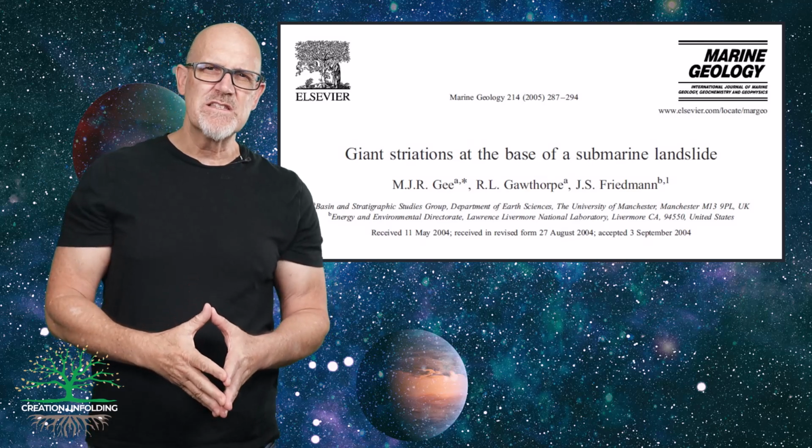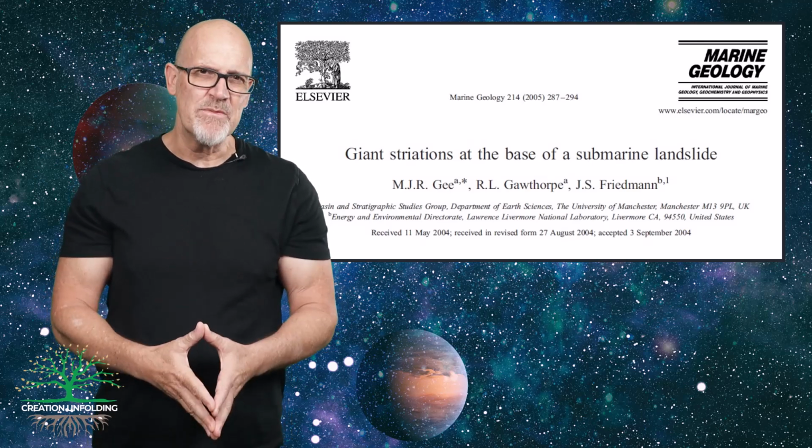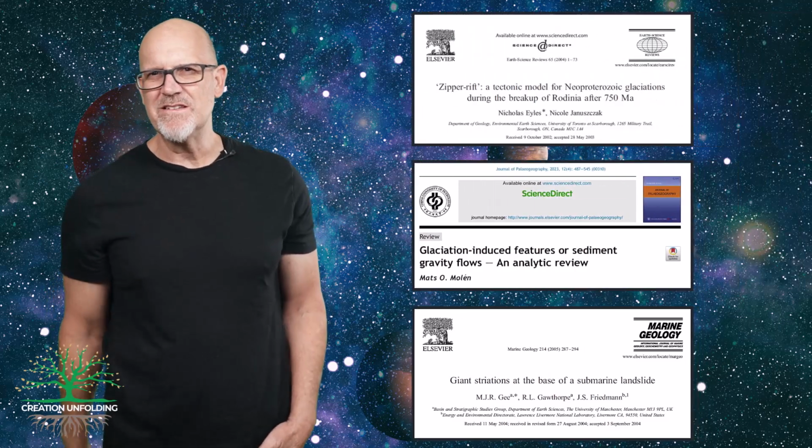Now consider this paper that documents the existence of 9 kilometer long striations after the pavement was overrun by a massive submarine landslide. That striated pavements can be formed by various types of sediment gravity flows is an attested fact that has been documented in a number of published papers.